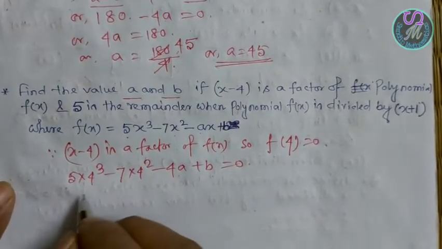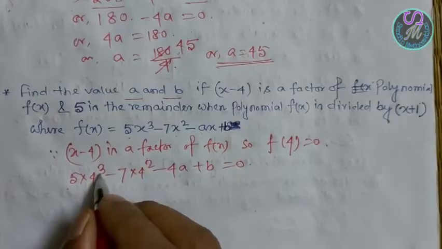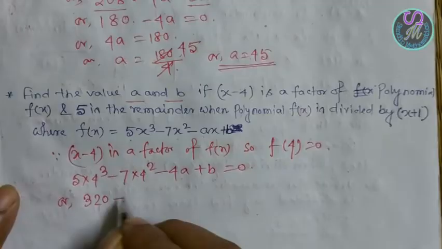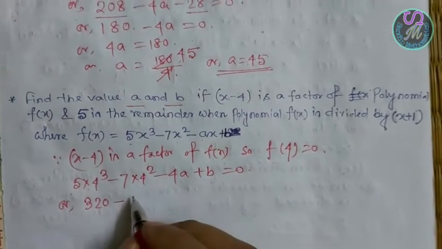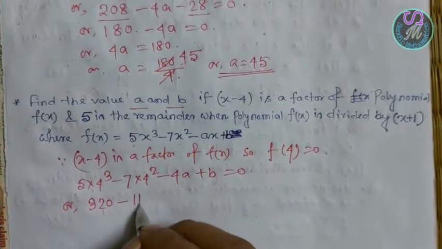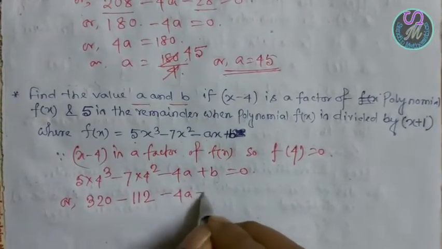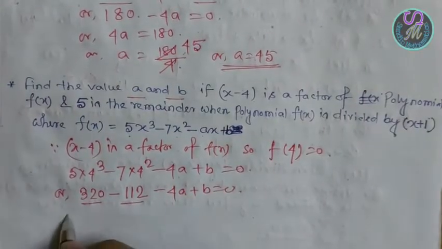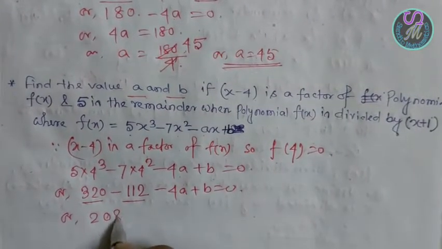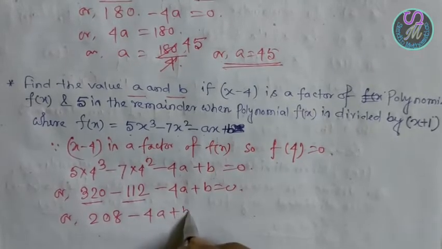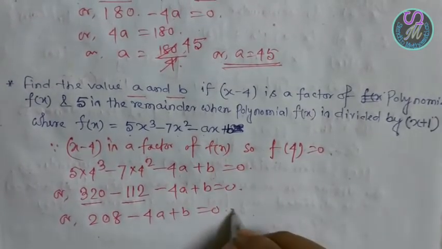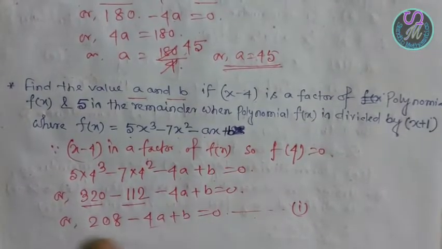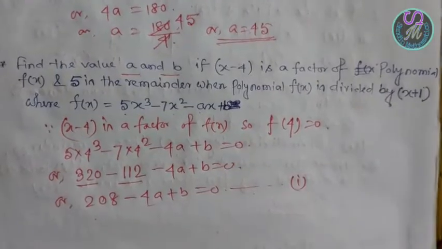5 into 4 cube, that means 4 16 into 4 64, 64 into 5, so that means this one is 320, minus 7 into 4 square, that means this one is 16 into 7, so 112, minus 4a plus b, this one equal to 0. So 320 minus 112, that means the value is 208. So 208 minus 4a plus b, this one is equal to 0. Now we consider this one as number 1, and here the two variables a and b are given, that's why we have to consider this one as the number 1 equation.